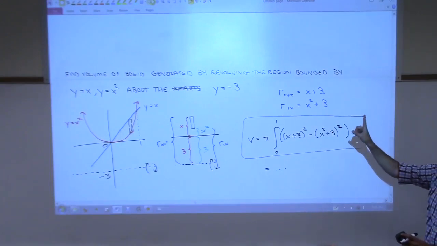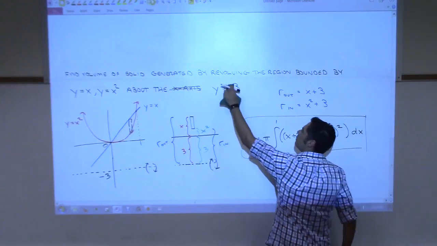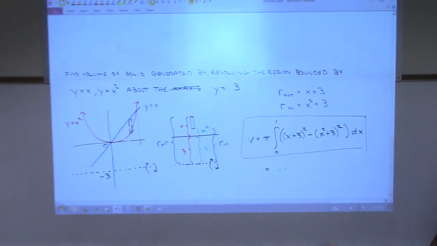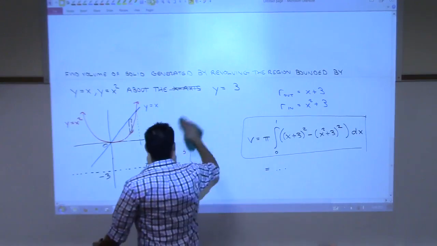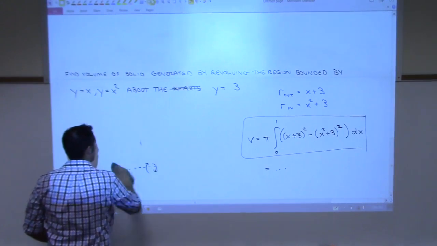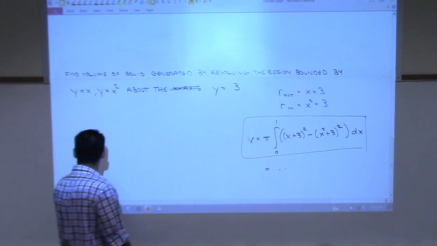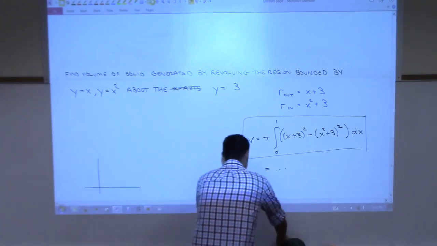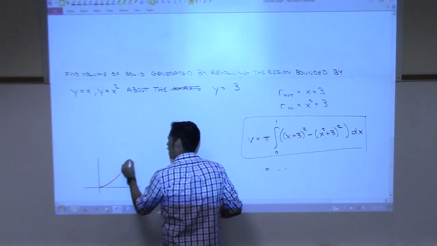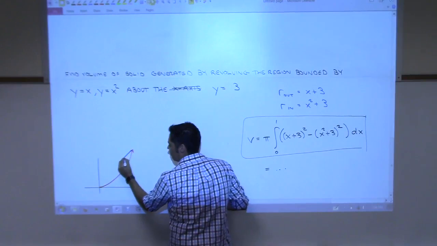I'm going to change one thing. Positive 3 instead. What's that going to do? Where's our axis of rotation now? It's above the region, isn't it? So I'm going to start with a brand new picture. I'm going to go a little faster with this picture because I already kind of know what it looks like. I don't really need the left side of it.